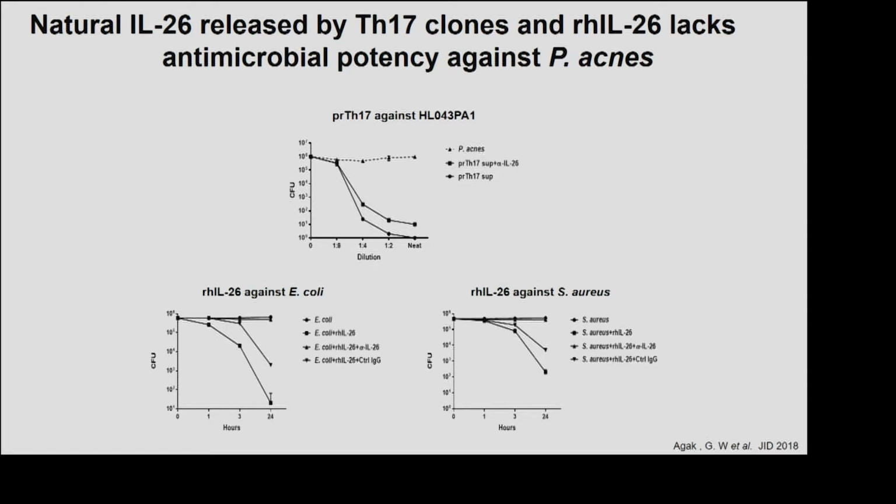So what we decided to do was take supernatants from these protective Th17s and incubate them with a neutralizing antibody against IL-26, trying to see if we can neutralize the killing effect, and we see that the neutralizing antibody has no effect. We tested recombinant human IL-26 against other gram-positive and gram-negative bacteria, E. coli here, and Staph aureus. And what you see is that recombinant IL-26 is able to kill both Staph aureus and E. coli. And if we neutralize the IL-26, again, we're able to inhibit this killing. So again, this suggested that IL-26 is not potent against P. acne, and there's something special about this bacterium.